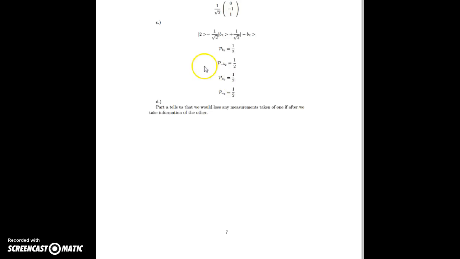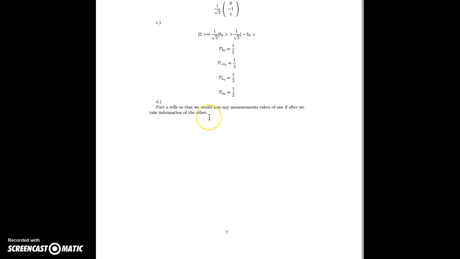And then it asks the same for operator A. We would do the same thing, but instead of B2 and minus B2, we would have A2 and A3, and then we just get the same things again. So the probability of A2 is 1 over 2, and the probability of A3 is 1 over 2 also.